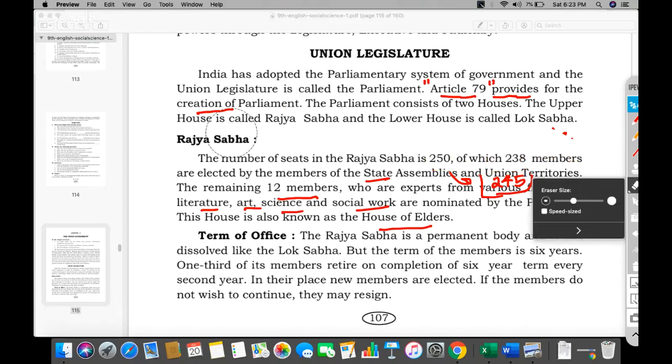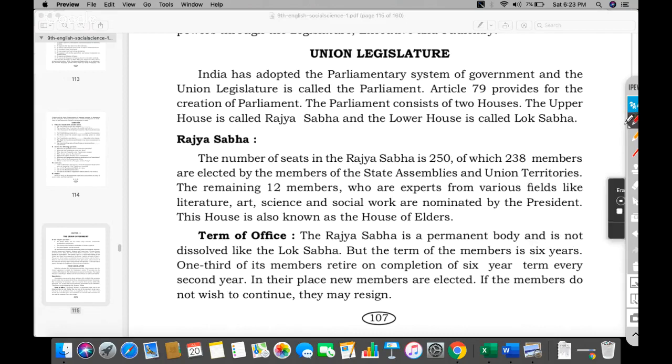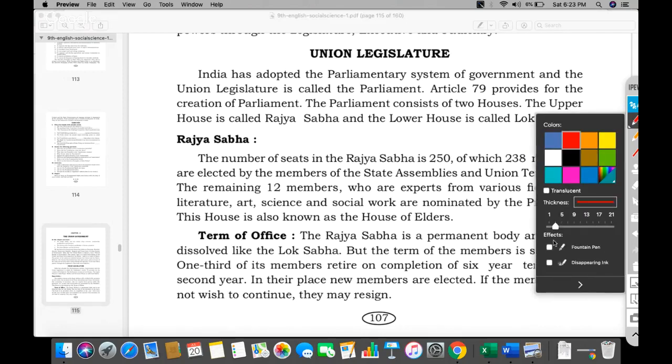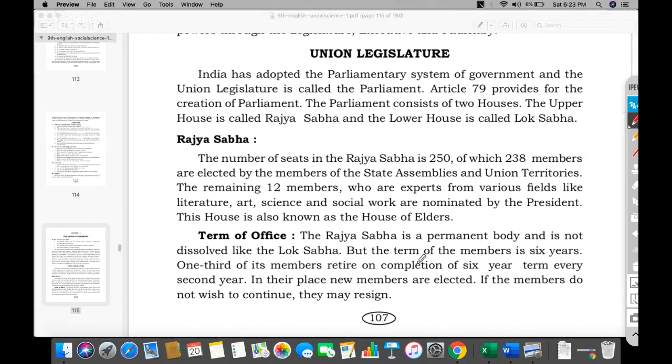So Article 79, apart from what I have discussed, is important. Rest everything I have discussed with you. And term of office. Now, what do you mean by term of office? So Rajya Sabha is a permanent body. Try to understand. There can be one question: what is the time period after which Rajya Sabha gets dissolved? So remember these two lines. Rajya Sabha is a permanent body and it does not get dissolved like Lok Sabha.